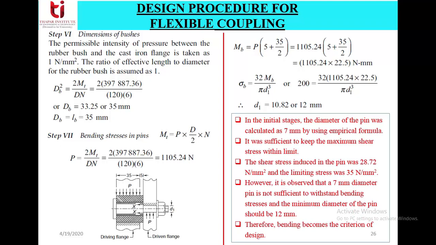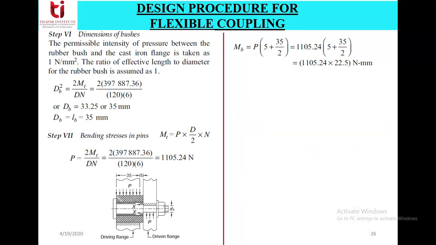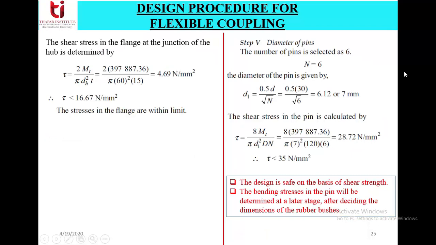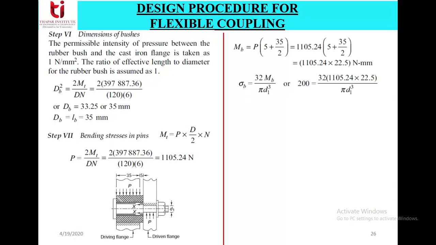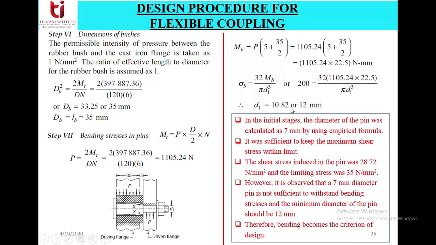Now, we can see that in the initial stages the diameter of the pin was calculated as 7 mm by using the empirical relations. So if we go back, this is 7 mm. By shear strength criteria it is safe, but as far as bending strength criteria is concerned, it requires a pin of 12 mm. So we need to take it as a 12 mm pin. We cannot go with a 7 mm pin, right? Because it will fail because of the bending. Hence the bending becomes the criterion of design for the pin.